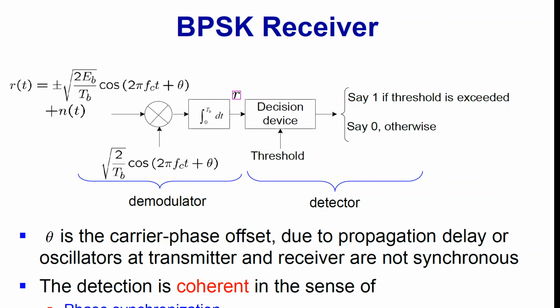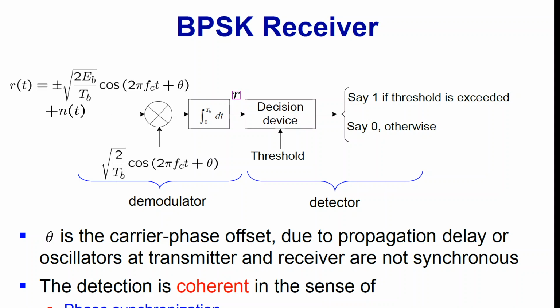Then we will have a detector or decision device. It will have a threshold. If the threshold is exceeded, you will say it is 1, and if the received value is less than the threshold, we will map it as 0. Here the threshold we used was 0. So you can remember that if it is root EB and minus root EB, then the threshold is 0. If R is greater than 0, then it is 1, and if R is less than 0, then it will be decoded as 0.